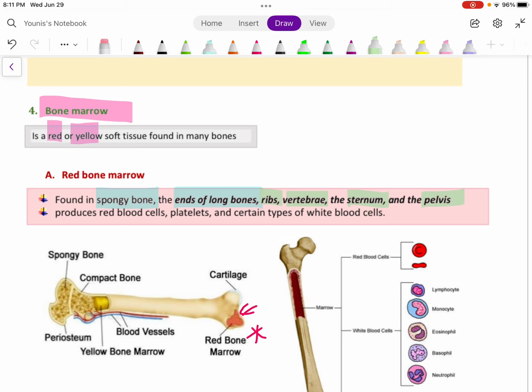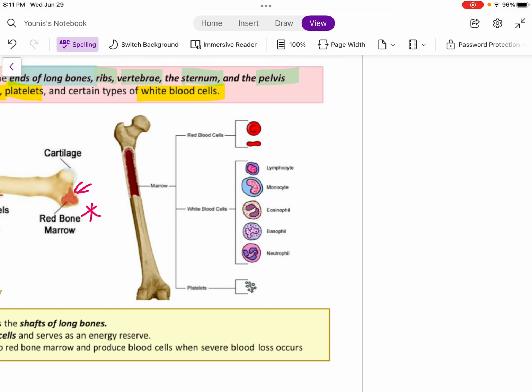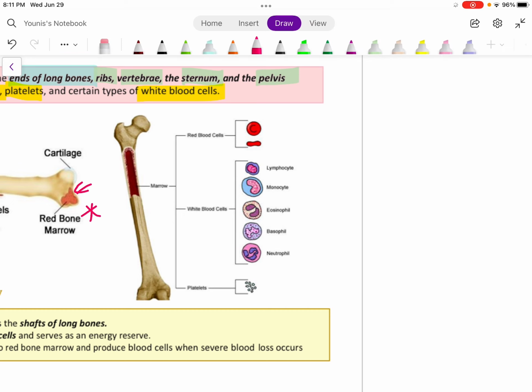The function of the red bone marrow is producing blood cells, as we already mentioned, like red blood cells, platelets, and also white blood cells. And see, there is one more diagram. As you can see, this is where the red bone marrow is located in the long bone. See, it produces red blood cells, white blood cells, and also platelets.